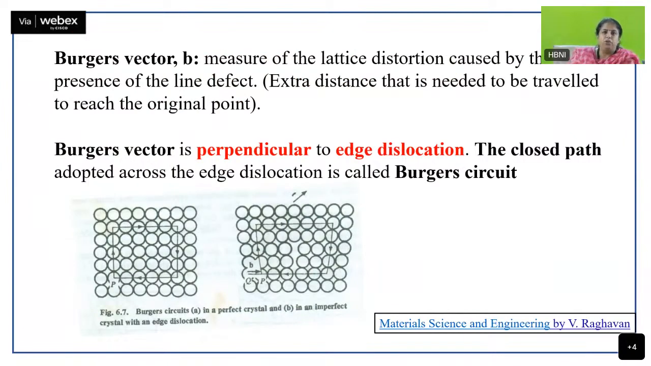Okay, how do we define it? You have to quantify it. When you say that my material has an edge dislocation, you have to quantify it. That is given by something called a Burgers vector, and it is very easy. Not going into any technical detail.